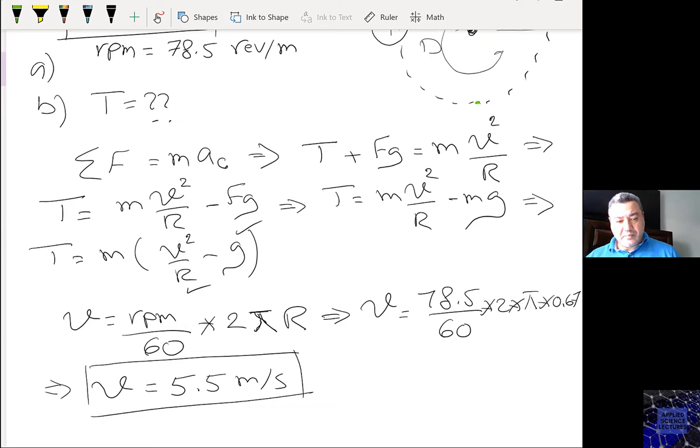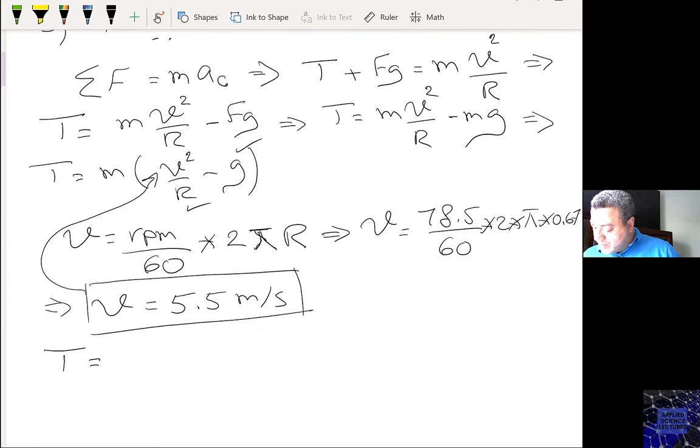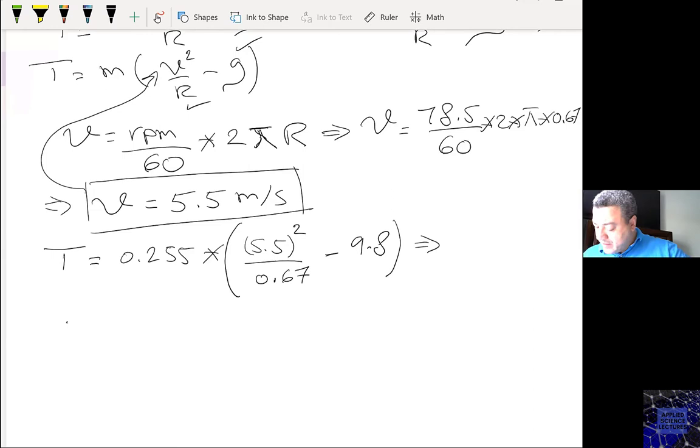Now take this V, put it here, then T equals, I have the mass, T equals 0.255 times 5.5 squared divided by 0.67 minus 9.8. And in this case, T equals to 9.05 meters.